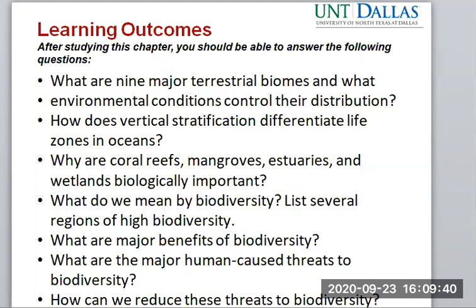We'll also talk about the benefits of biodiversity in that portion, and the major human-caused threats to biodiversity and how we can reduce these threats to biodiversity.